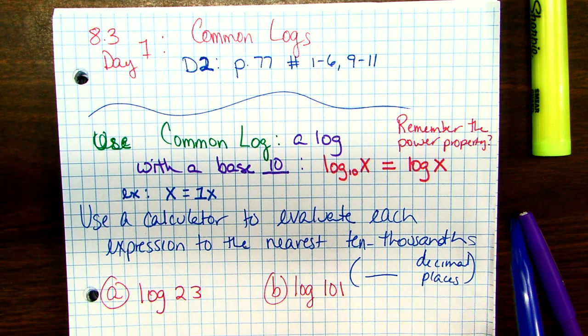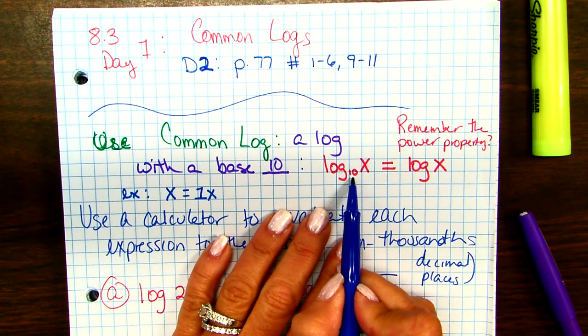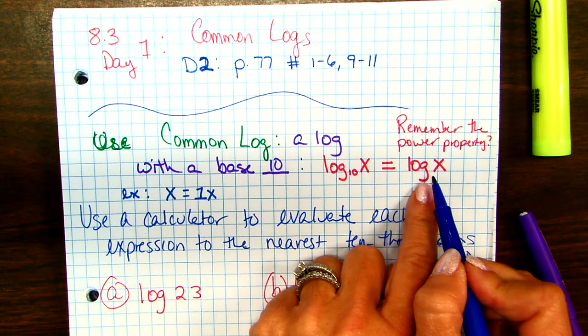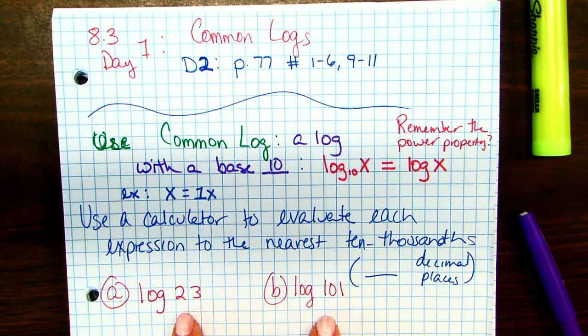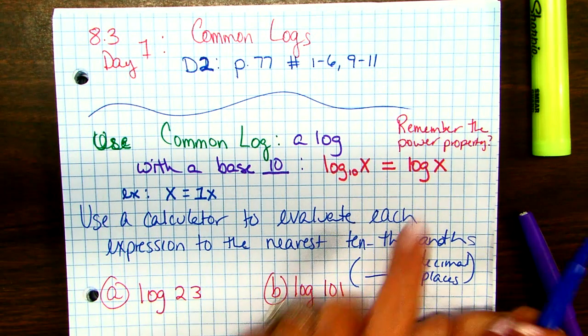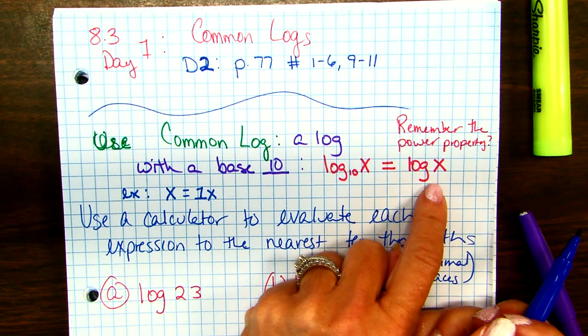Common log is base 10. You could write it with the base 10, that number there, but leaving it off is the way you'll see it written. You can look down here. These are base 10s. The way I would write it is without that number there. Just understand you can either put the 10 there or not, but know that when you see that, it means it's a base 10.